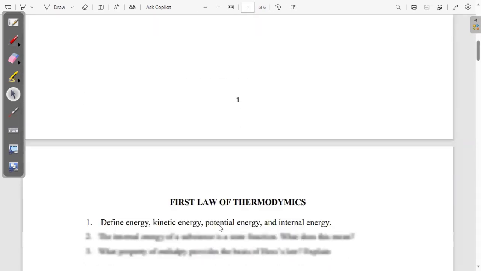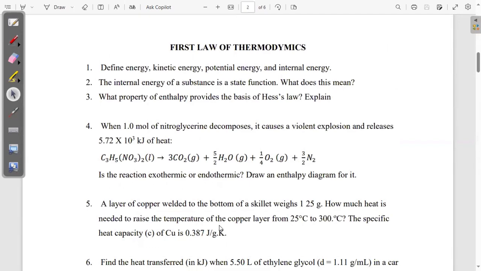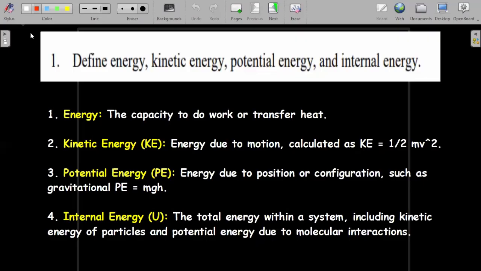All right, so let's get to the solving. We are going to solve these questions one by one, each one of them.